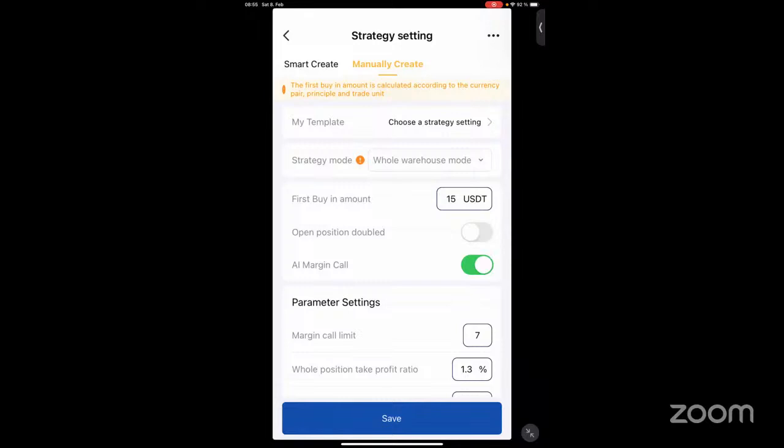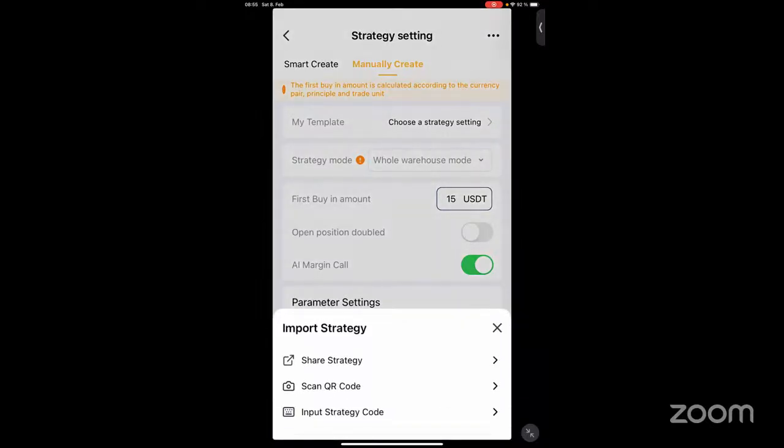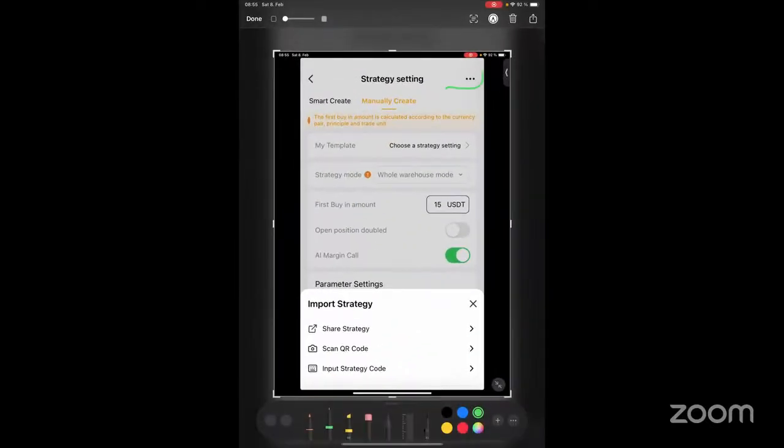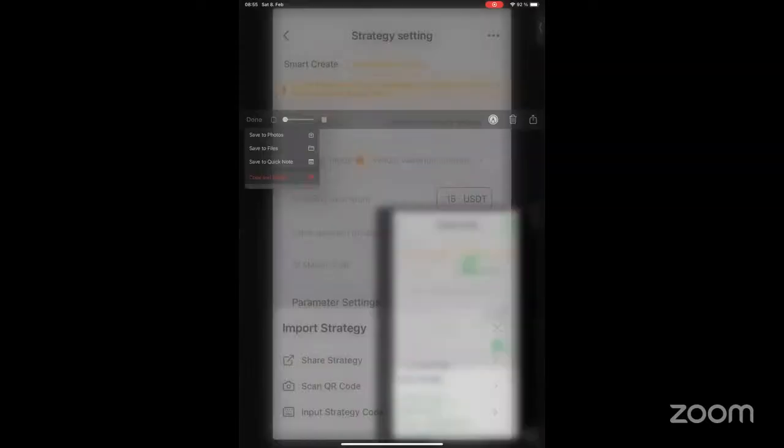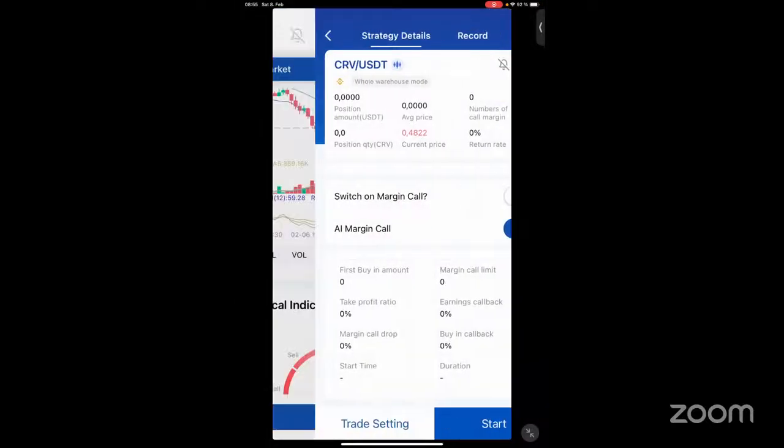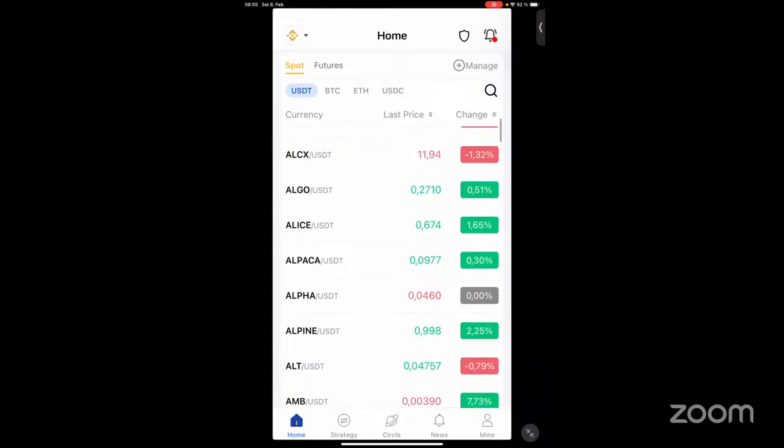If not, you can tap on these three dots at the top here, then you input strategy code if you have. I'll teach you how to copy that in a few minutes. All right, let's go back. So that is the usage of the search.